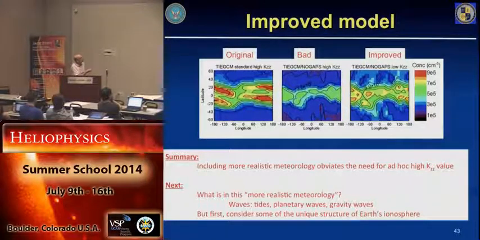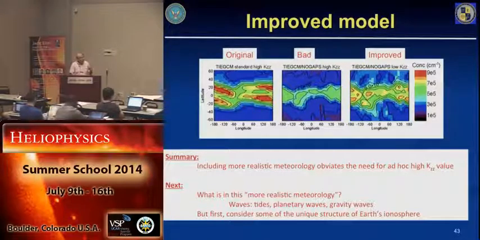And you're beginning to see that we're still beginning to resolve some of this, the two ionospheric arcs in the improved model, which we were not doing at all in the bad model. Okay, so the summary is that including the more realistic meteorology obviates the need for an ad hoc high KZZ value, which again, this is something that people have been playing with for 50 years.